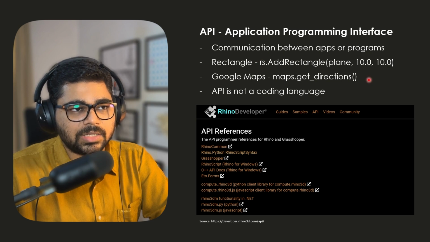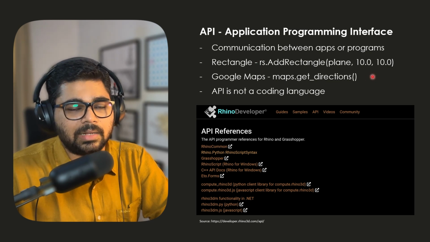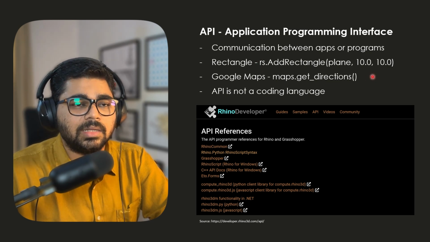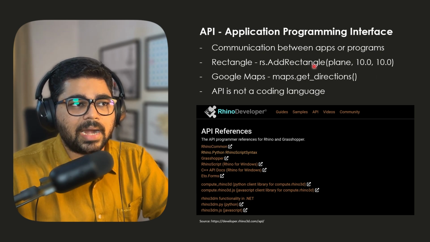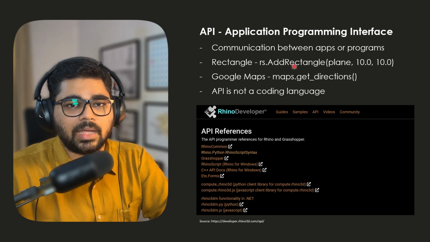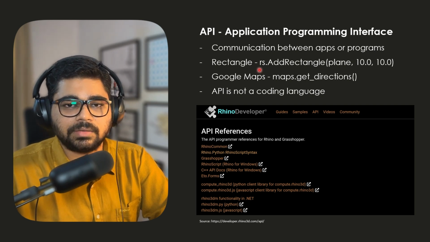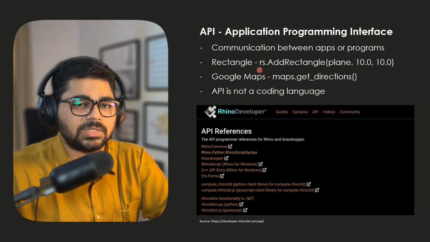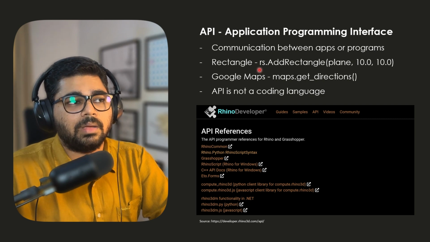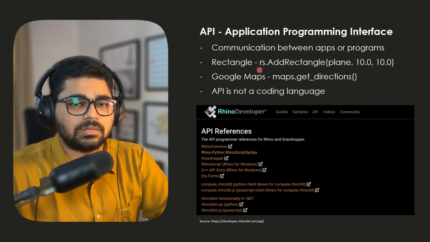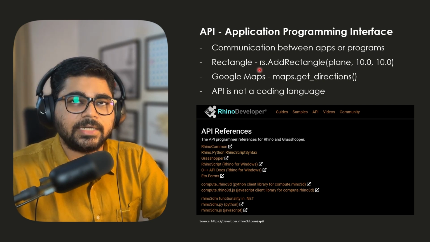While this entire language of rs.add rectangle plain, whatever the size of the rectangle is Python, this add rectangle is what an API is, right? So the language is any, like tools could be generated with any language, right? Could be Python, C#, C++, whatever, JavaScript. But the language for each of these tools is different, right?